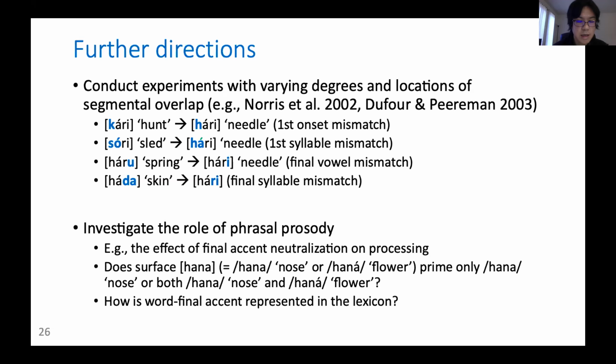And second, now that we confirmed the role of pitch accent, distinguishing finally accented words and unaccented words by using a frame sentence, now we can investigate the role of phrasal prosody, such as the effect of final accent neutralization on processing. Again, I will skip these examples, but basically we believe that this kind of experiment can identify how word-final accent is represented, or for example, what's the difference between word-final accent and unaccented words, and how they are represented in the lexicon.